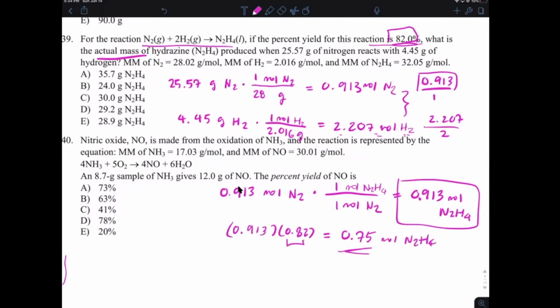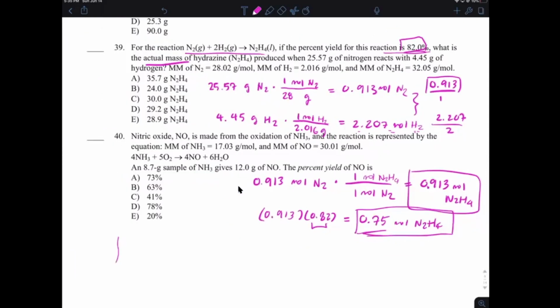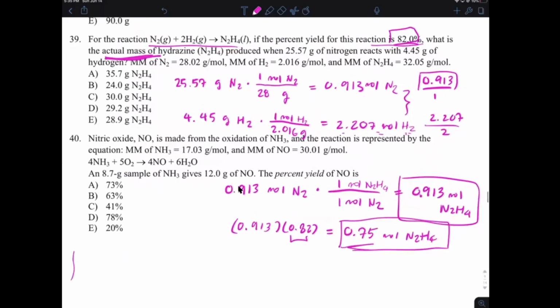And so from here, this is asking us, what's the actual mass of hydrazine produced, then all we have to do is convert this into grams. And we know the molar mass is around 32. So if we just multiply, we get around 24. So I think our answer should be, in this case, it should be B.